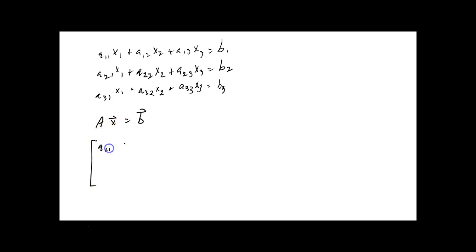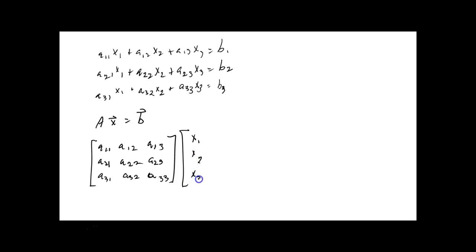Your matrix A is just as before, A11, A12, A13, the coefficient matrix, A21, A22, A23, and A31, A32, and that's a pretty ugly A, it's even worse, A33, okay? And then your x column vector is going to be x1, x2, x3. Now, why do I make it a column vector and not a row vector?